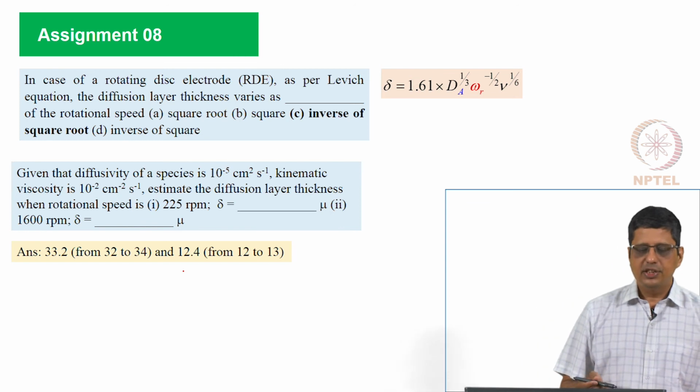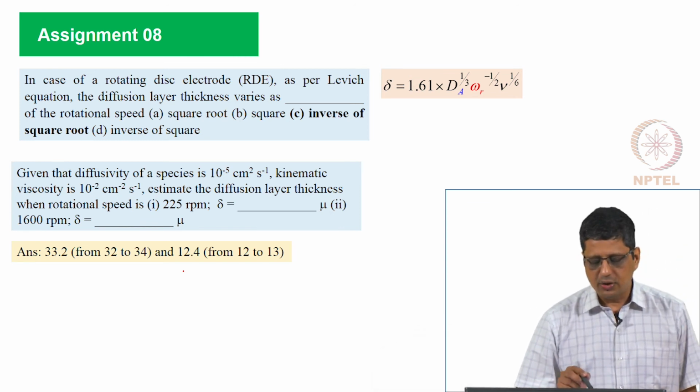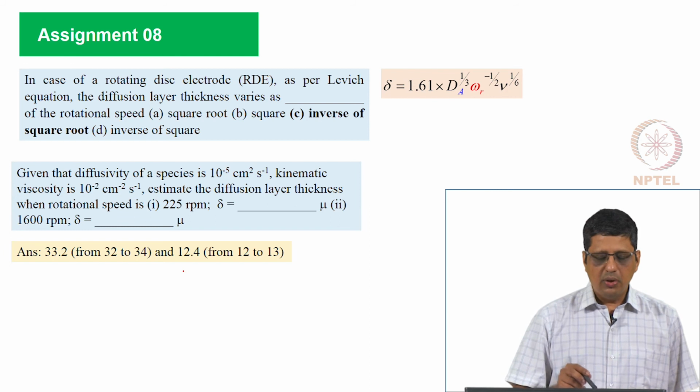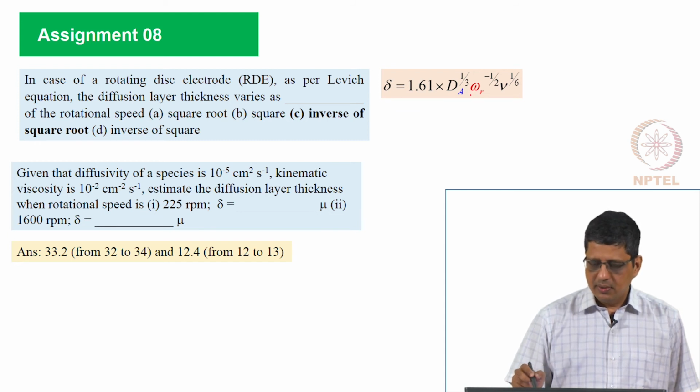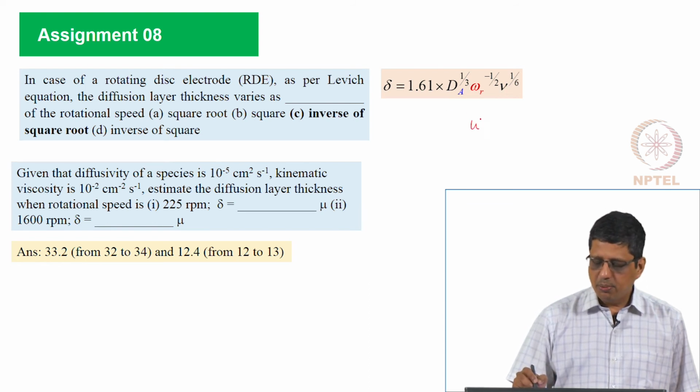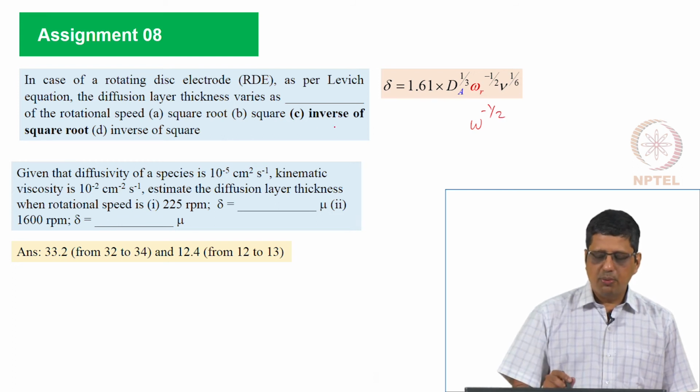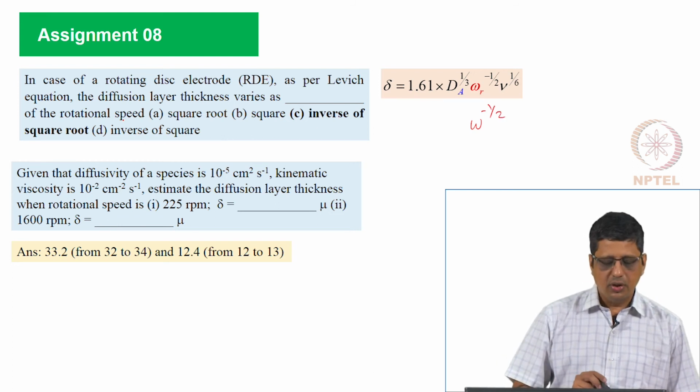Assignment number 8, first question is, if we have a rotating disk electrode, how does the diffusion layer thickness vary as described by Levich equation? Of course, if you know the equation, it is pretty straightforward. Delta is given as a function of diffusivity, omega, and the kinematic viscosity nu. So, here it is proportional to omega power minus 1 by 2. So, it is proportional to the inverse of the square root of the rotational speed.